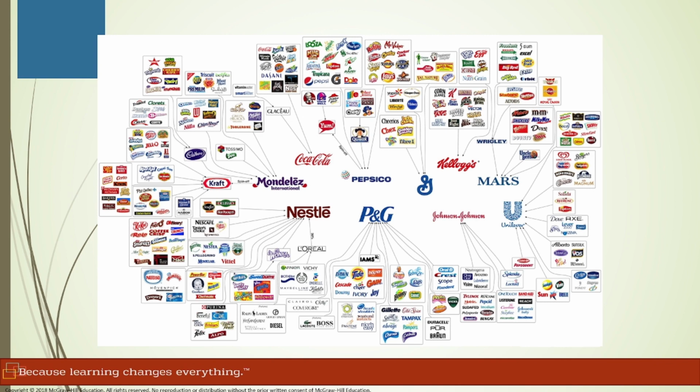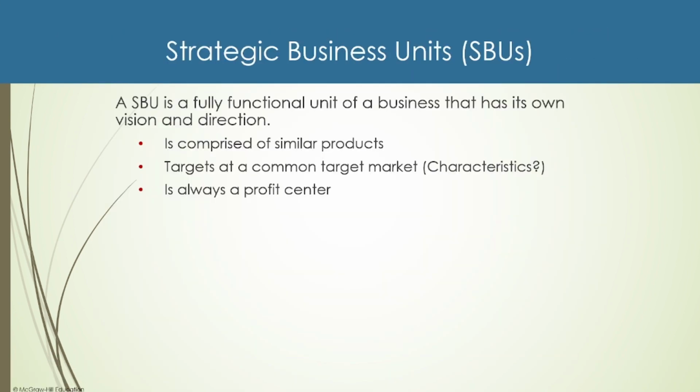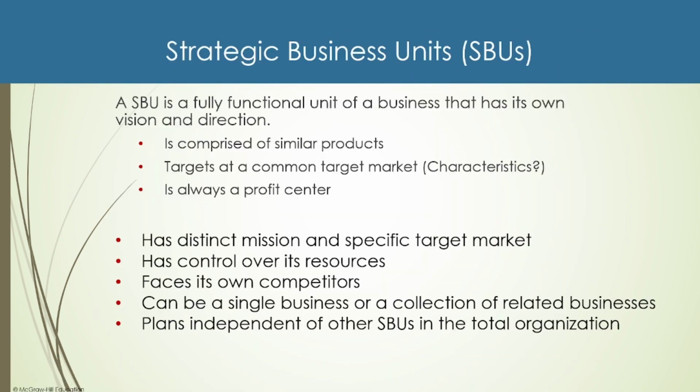So let's go back to this slide. A strategic business unit has a distinct mission and a specific target market, has control over its resources, faces its own competitors, and can be a single business or a collection of related businesses. An SBU plans independently of other SBUs in the total organization.